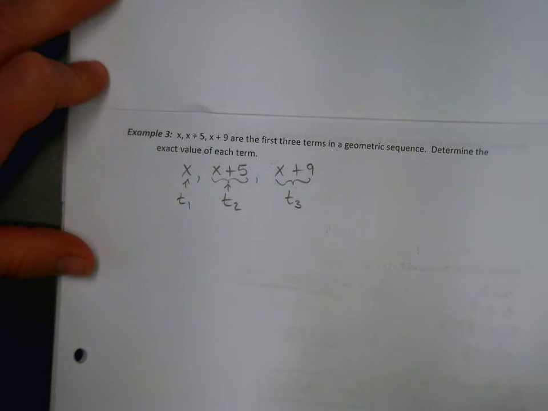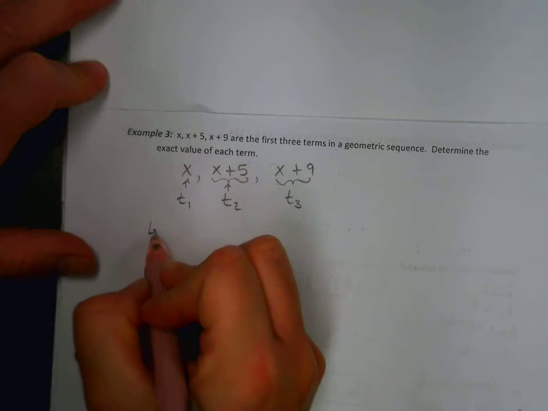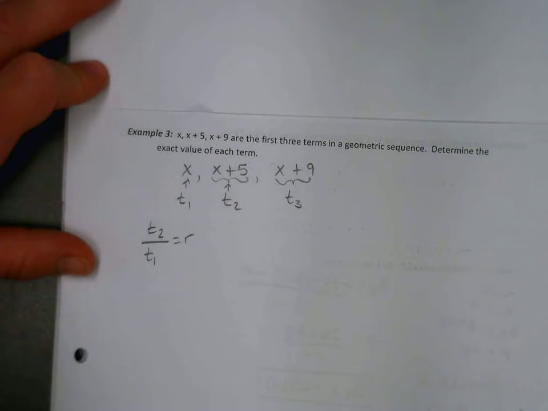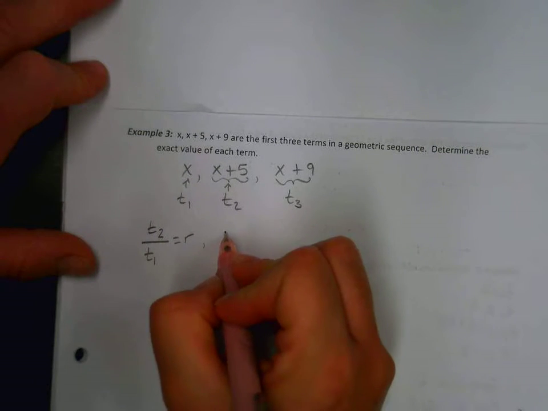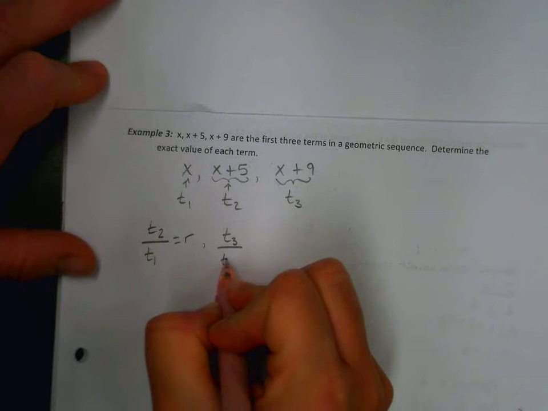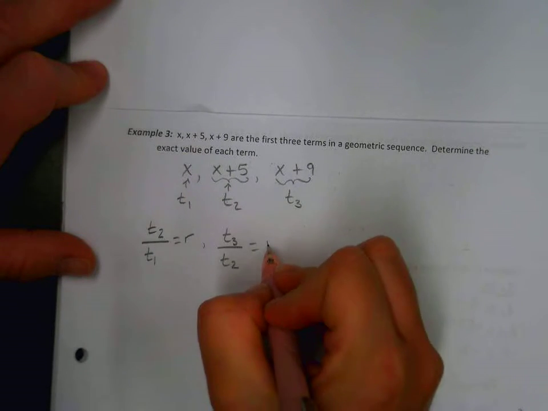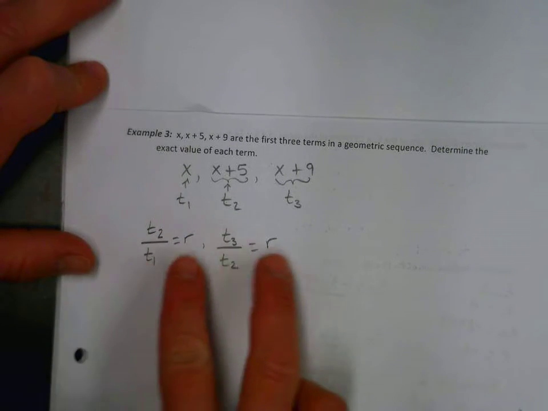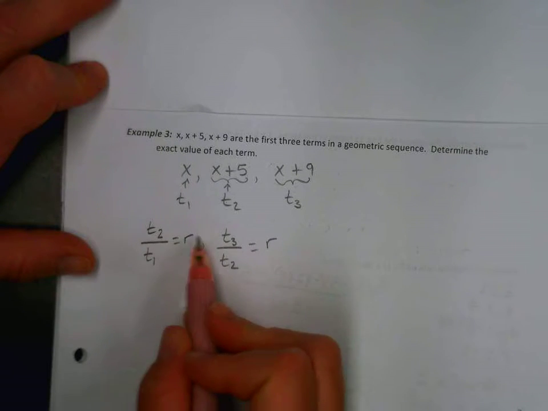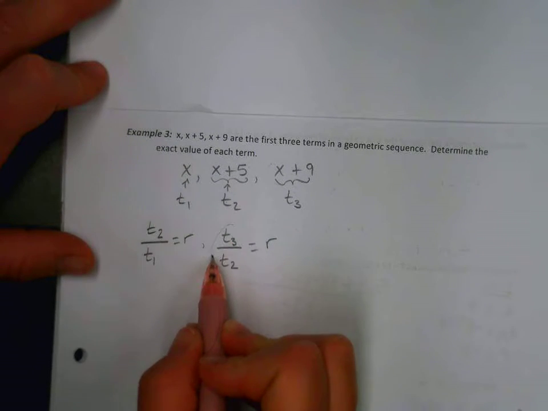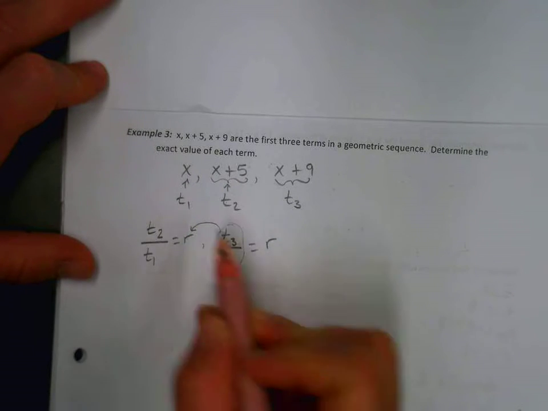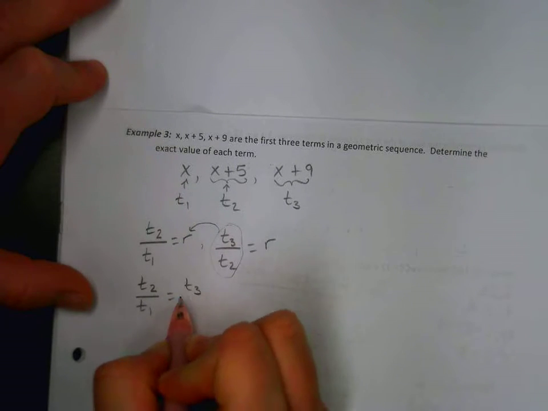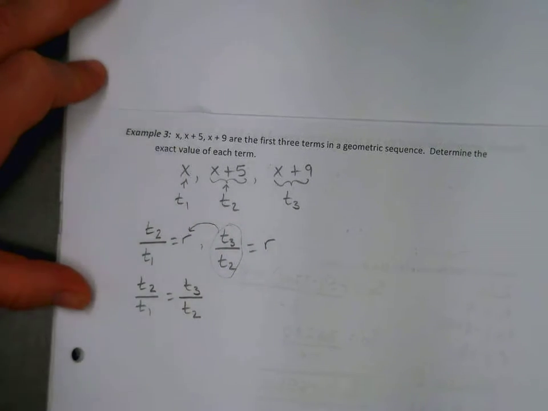So in order to figure out the common ratio, if I take my second term and I divide it by my first term, this will give me my common ratio. As well as if I take my third term and I divide it by my second term, this will also give me my common ratio. So if these two expressions are both equal to r, technically what I've done is created a system of equations here. These are both equal to my r value. I'm going to replace this with r here. And so if I take my second term, divide it by my first term, this is equivalent to my third term divided by my second term.